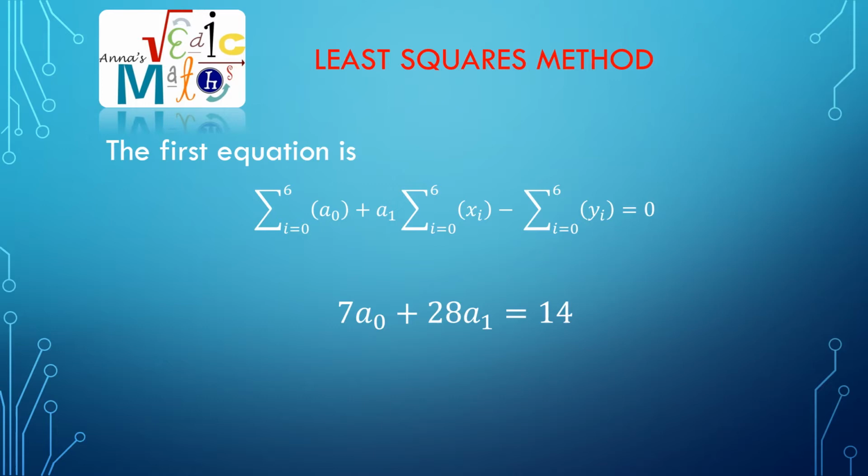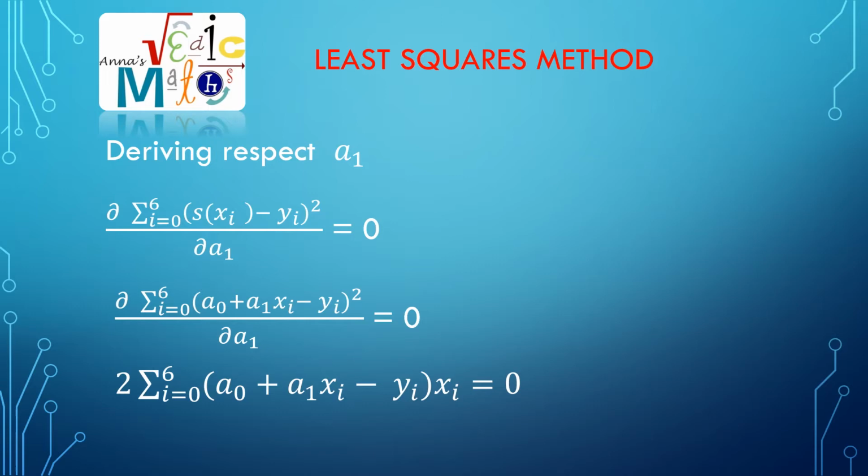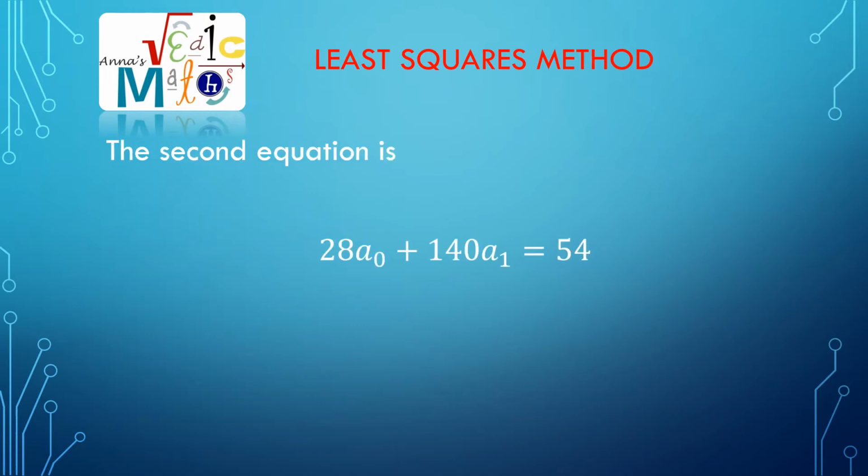We find the first equation, that is the sum of the 7a0, plus a1 multiplied by the sum of the xi, equal the sum of the yi, the measured points. That means 7a0 plus 28a1 equal 14. Deriving with respect to the unknown a1, we find the second equation. The second equation is 28a0 plus 140a1 equal 54.